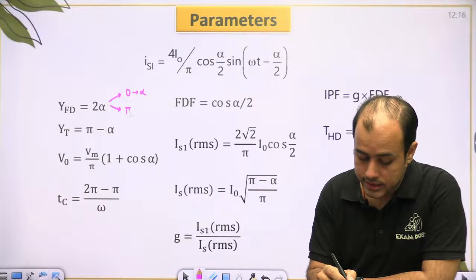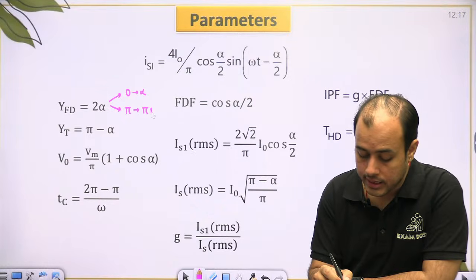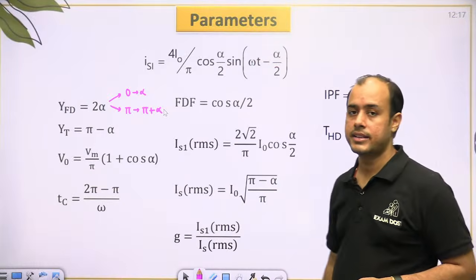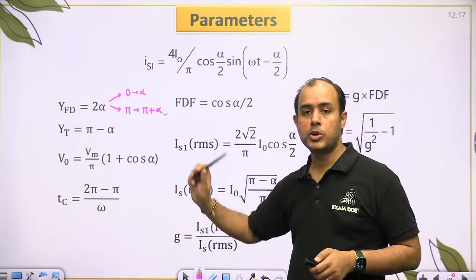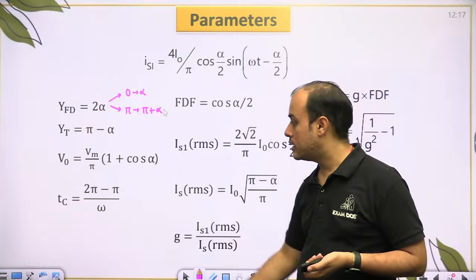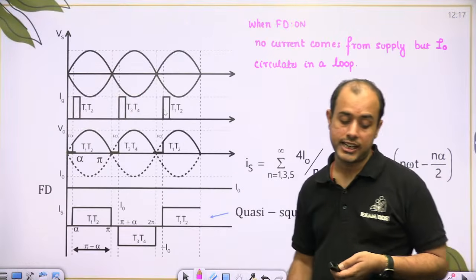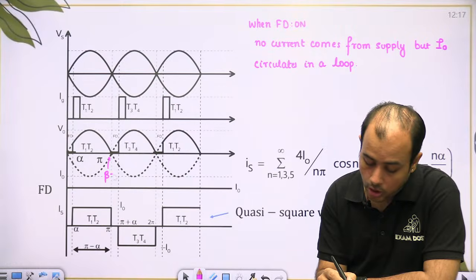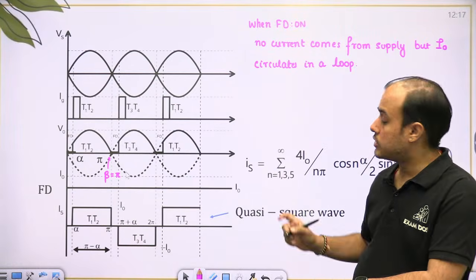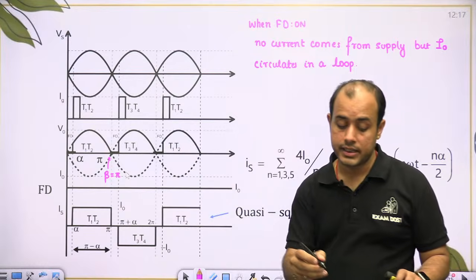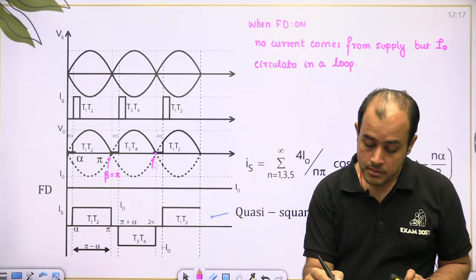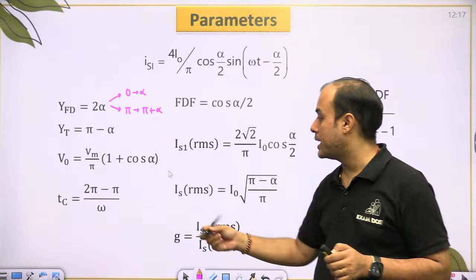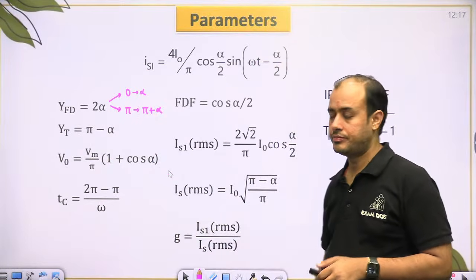What about thyristor? Thyristor conducts from alpha to pi. So conduction angle is pi minus alpha. Average output I told you same as the resistive load. Now circuit turn off time. So the T1, T2 turned off at pi. Now they will again be forward biased at 2 pi.